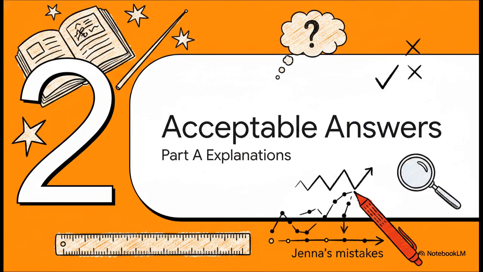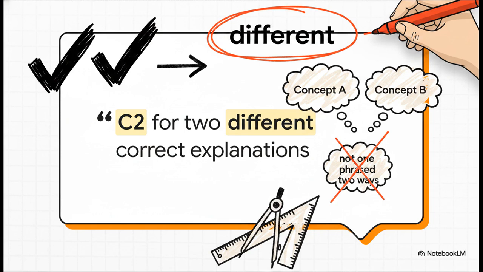Moving right along to Section 2, Part A, Acceptable Explanations. Right off the bat, looking at the guidelines, the requirement is, quote, C2 for 2 different correct explanations. Now that C2 basically stands for 2 communication marks. The strict requirement here is that you've got to provide 2 distinct, mathematically sound statements to get full credit. You can't just give one reason and phrase it 2 different ways, right? They literally have to be 2 different mistakes.